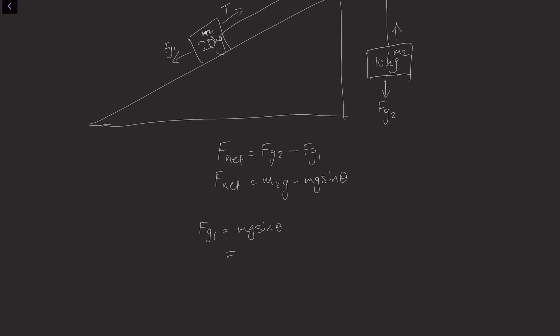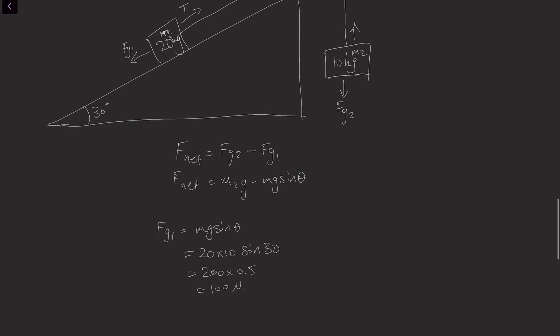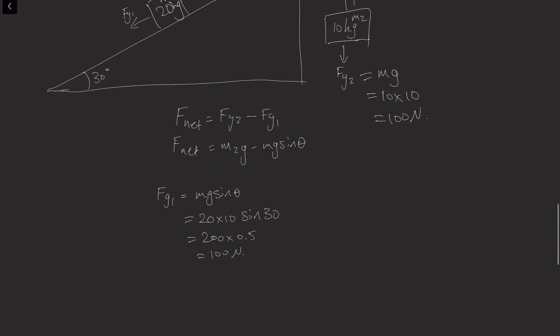What is mg sine theta? Let's find that out. mg sine theta is 20 kilograms multiplied by 10, and sine of, this should be 30 degrees, sine of 30 degrees. So this is 200 times 0.5 equals 100 newtons. Good. What's Fg2? Fg2 is just the weight, mass times gravity, equals 10 times 10, 100 newtons. Well, that's interesting. They're the same.